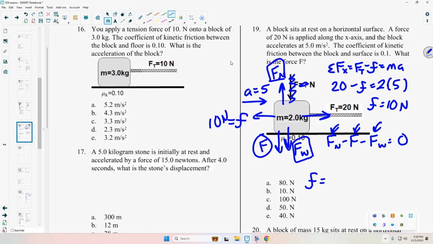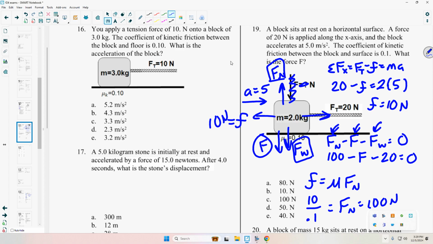I know that the frictional force is equal to mu times the normal force. I found that it's 10, divided by mu, which is 0.1. That's equal to the normal force, which is equal to 100 newtons. So I have 100 minus F minus Fw, which is 20, that's 2 times g, is equal to 0. So F is equal to 80 newtons. A is the right answer.